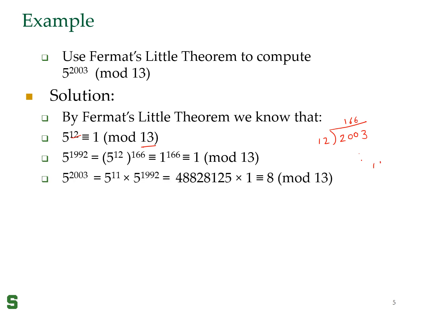So we are going to write this as 5 to the power 2003 is 5 to the power 11 times 5 to the power 1992. So 5 to the power 1992 is 5 to the power 12 to the power 166, which is 1 to the power 166. 1 to the power anything will be 1, and therefore we can replace this whole thing by 1, and therefore the answer would be 5 to the power 11 mod 13. And therefore the answer in this case would be 8.